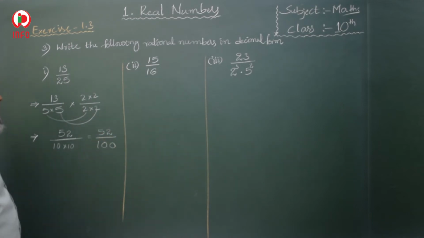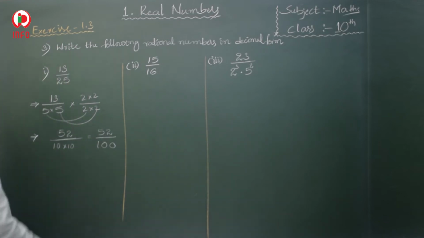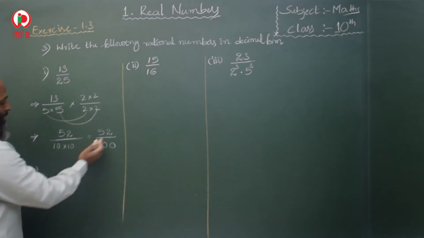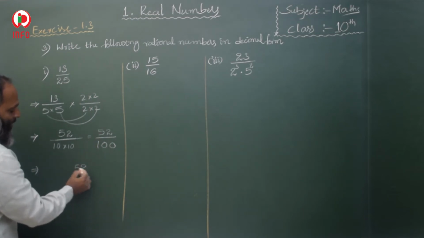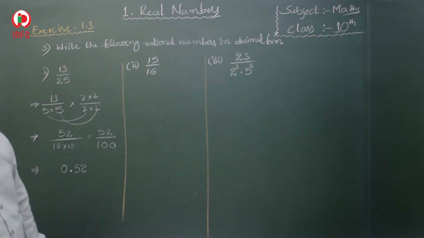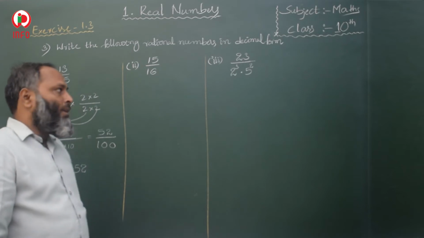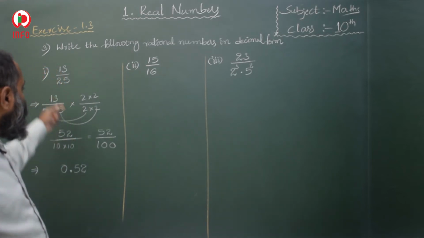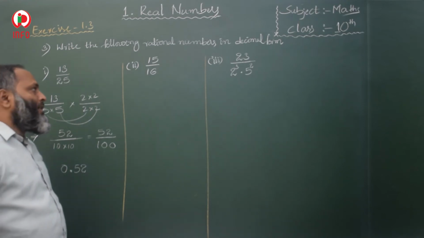So 52 by 100. If 100 is there in the denominator, it means after 2 digits we keep a decimal for the numerator. So the digits are 5 and 2, and after 2 digits we keep a decimal, and after that nothing is there, so 0.52. Okay. So this is the conversion of a rational number into decimal form.